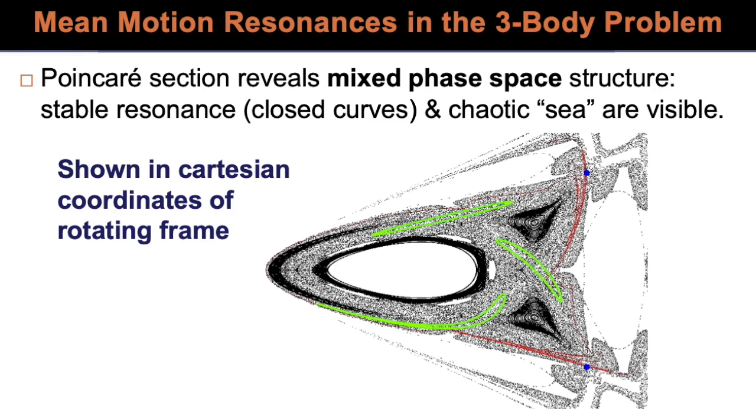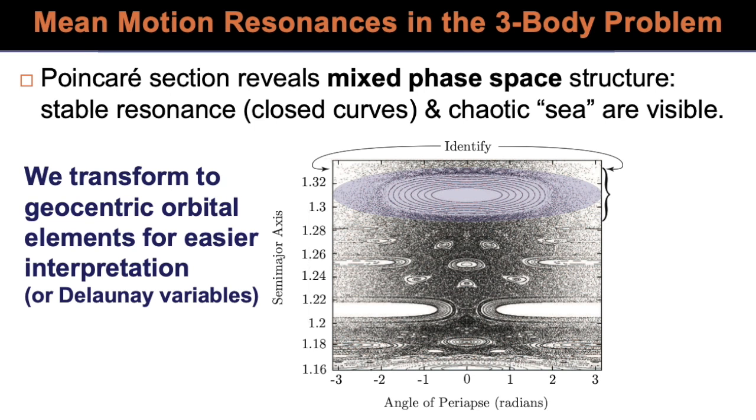Right? This is looking at things in the Cartesian coordinates of the rotating frame. And it is kind of scary. Kind of literally scary. So we usually transform to geocentric orbital elements for easier interpretation. So this would be a Poincare section, but now we're looking at the non-dimensionalized semi-major axis versus the angle of periapse. And this is in radians.